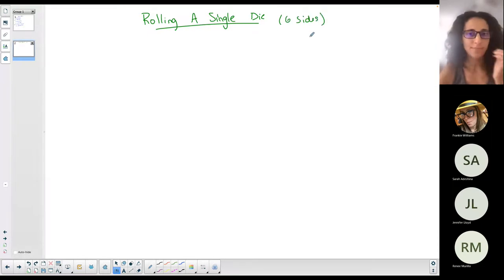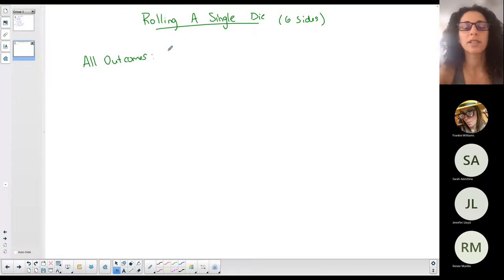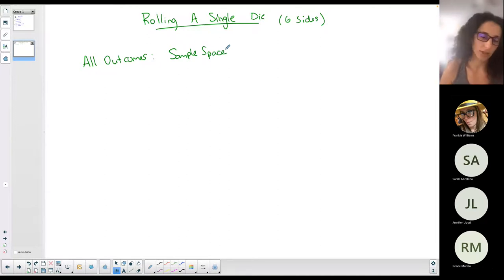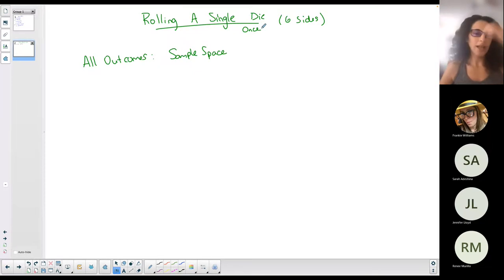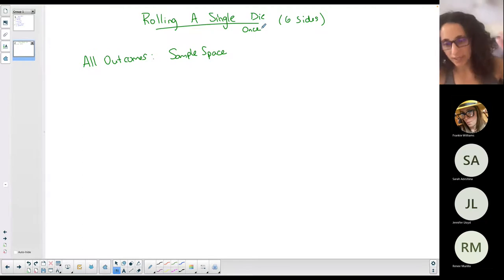All right, so let's just talk about all the outcomes that can happen if you roll a six-sided die. All the possible outcomes that can happen are basically what we call the sample space. So we're going to find the sample space of this particular procedure, which is rolling a single die once. How many outcomes can I get? You know that a single die is numbered from 1 to 6.